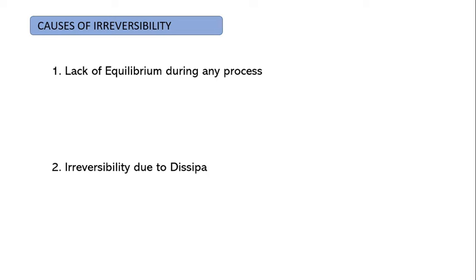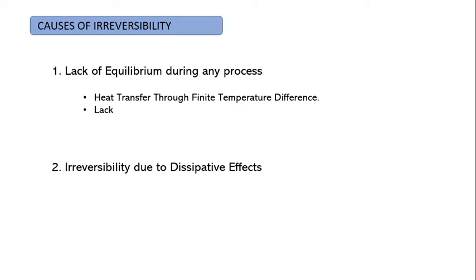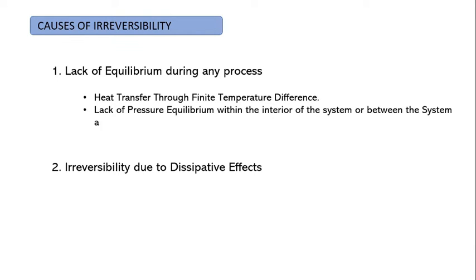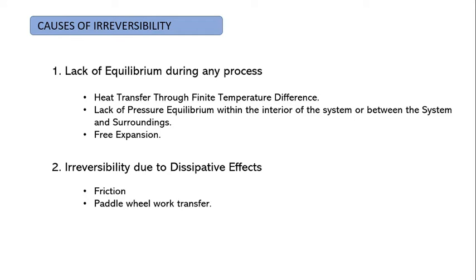So, what are the causes of irreversibility? The irreversibility of a process may be due to either one or both of the following: lack of equilibrium during any process, and irreversibility due to dissipative effects. Lack of equilibrium during any process includes heat transfer through finite temperature difference, lack of pressure equilibrium within the interior of the system or between the system and the surroundings, and free expansion of any gas. And the irreversibility due to dissipative effects includes friction, paddle wheel work transfer, and transfer of electricity through resistor.